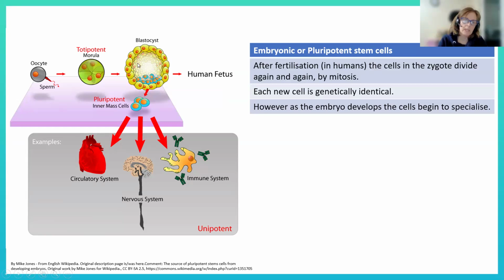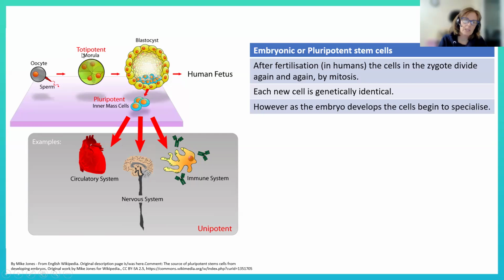And then very quickly, we get to this stage. So here's your egg and sperm. They fuse together and they form a new cell. And then that will divide into identical copies. And then that will get to this stage. And then the cells of this ball of cells can then start to specialize. So the embryo will have a circulatory system, a nervous system, immune system, and so on.